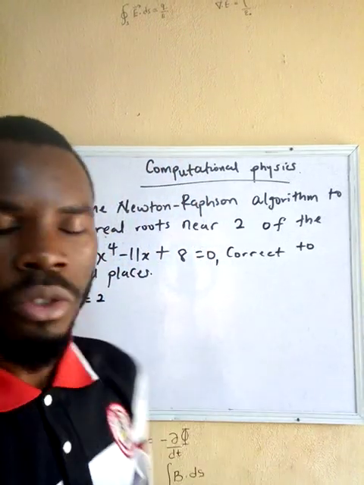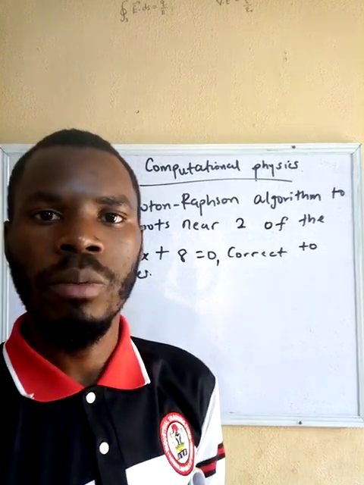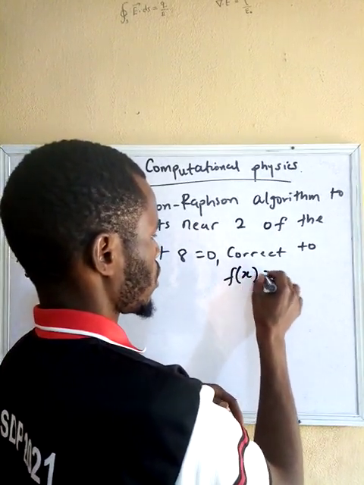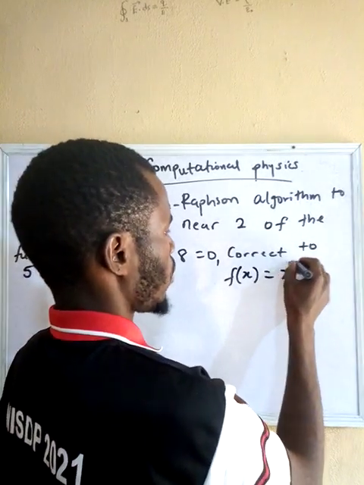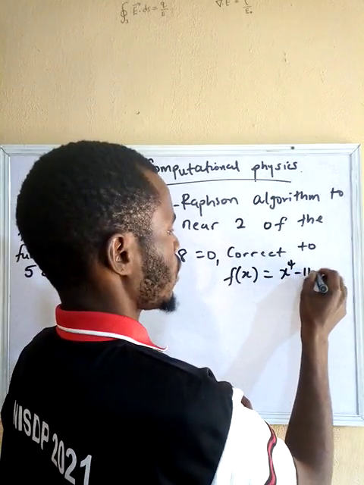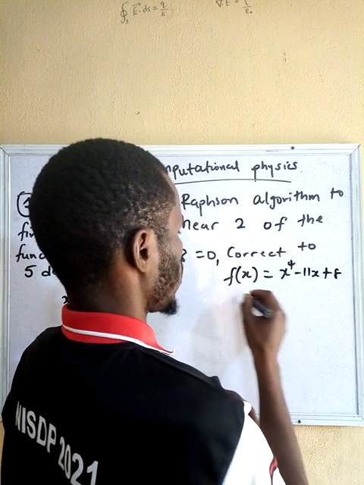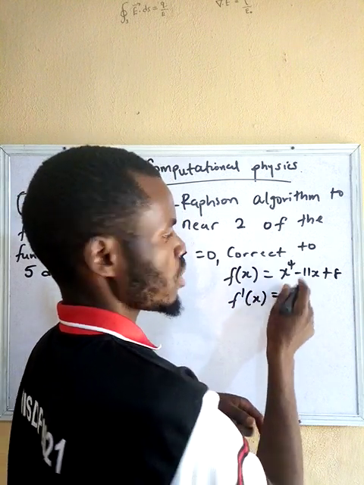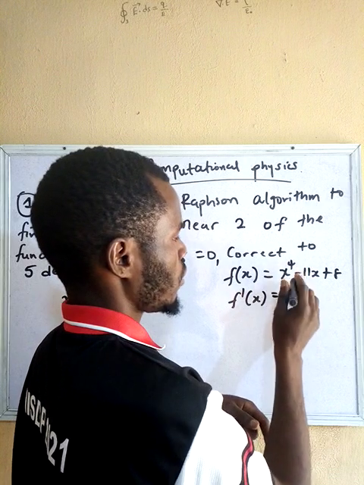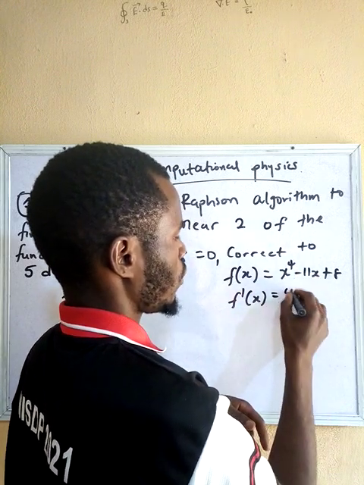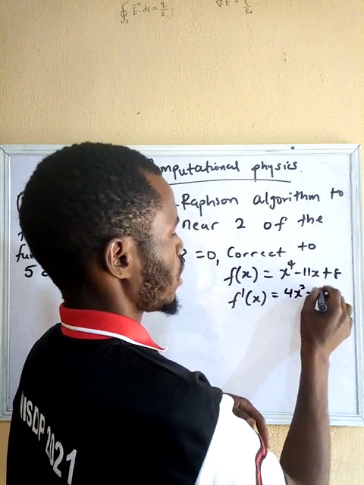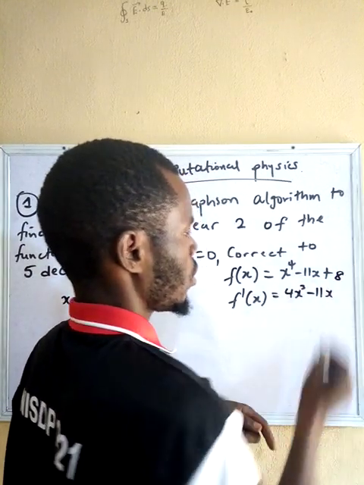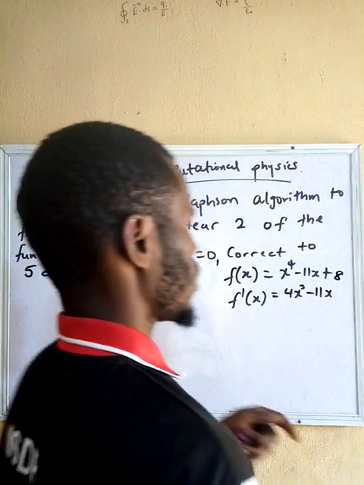But from the Newton-Raphson algorithm, there are some important things that we need to note. We know that our f of x is a function itself, x to the power 4 minus 11x plus 8. Then f prime of x will be the derivative of this function, and the derivative of this function will give us 4x cubed minus 11. The derivative of a constant is 0.